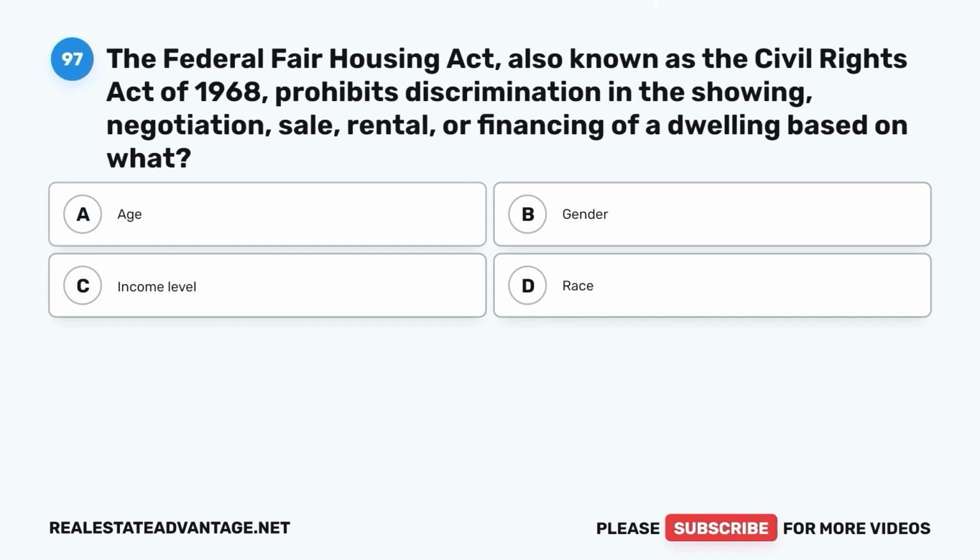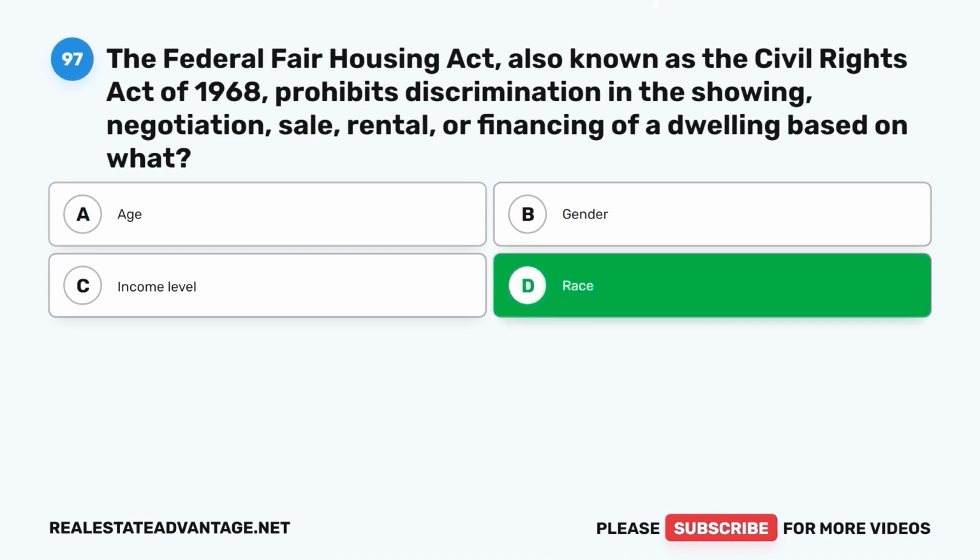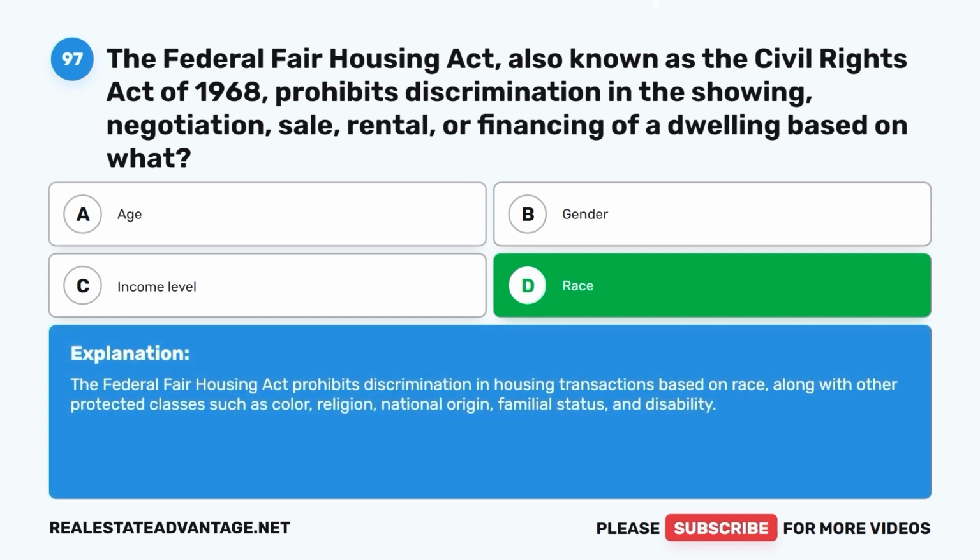A. Age. B. Gender. C. Income level. D. Race. The correct answer is D. Race. The Federal Fair Housing Act prohibits discrimination in housing transactions based on race, along with other protected classes such as color, religion, national origin, familial status, and disability.